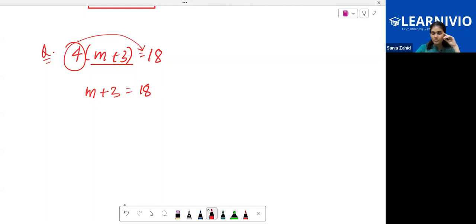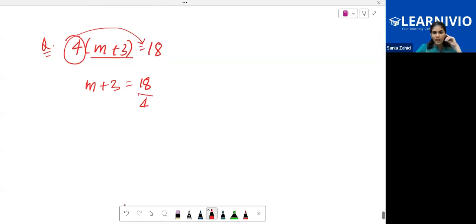4 in 18 into 4. I told you that you have to change the signs. Is it multiplied? 18 by 4. 18 divided by 4. So you will have 2 into 9 and 2 into 2. So you have m plus 3 shall give you 9 by 2. Please now find the value of m.